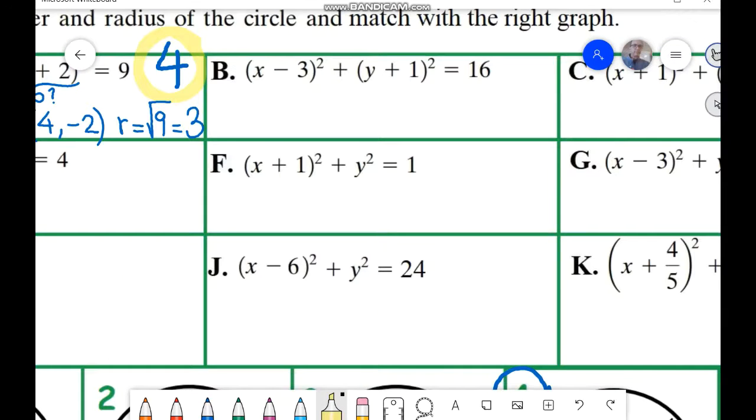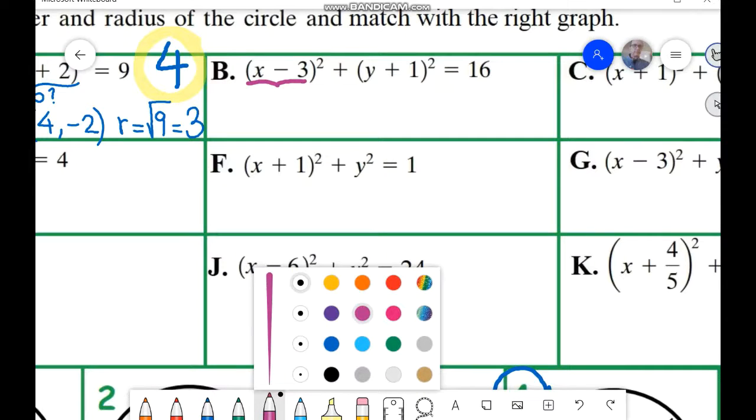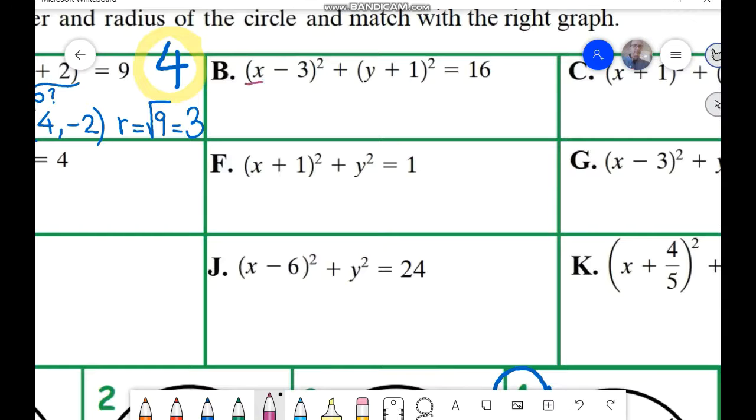Letter B, we need to find the value of x that makes x minus 3 equals 0, right? So x equals 3. 3 minus 3 is 0. We need to find the value of y that makes y plus 1 equals 0. So y equals negative 1. Those are the coordinates of the center: x equals 3, y equals negative 1.